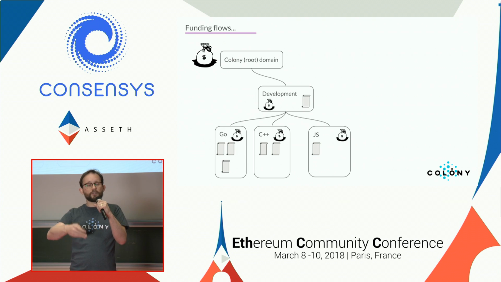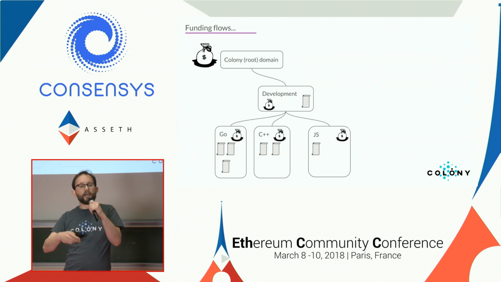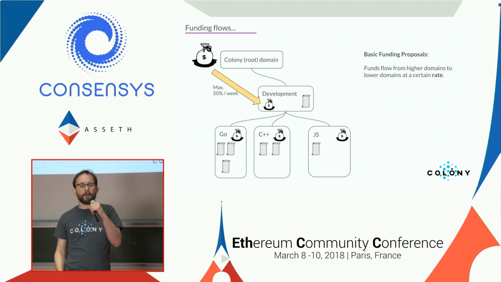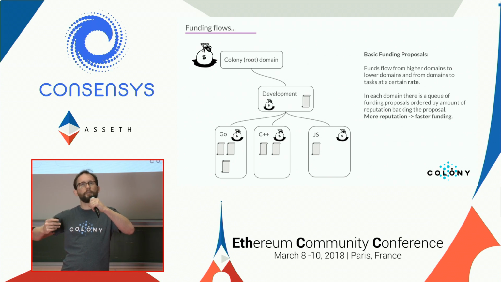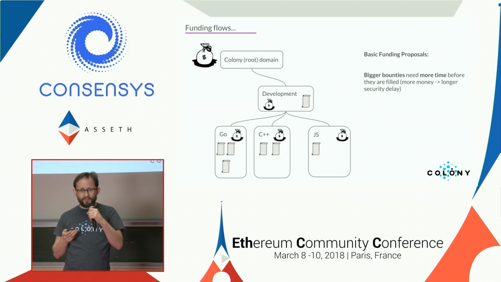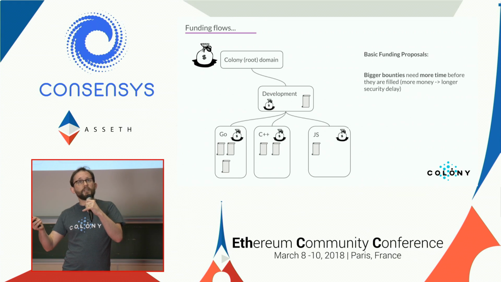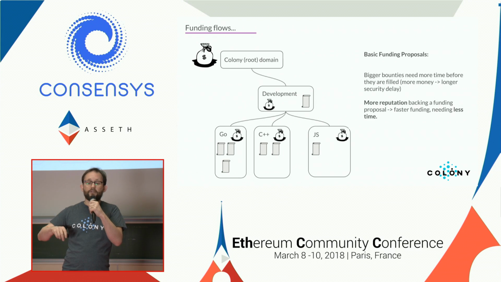So again, we have a bunch of domains in a colony, and the general idea is we have a system of funding proposals where funding flows down this hierarchy. So at a certain rate, tokens get reallocated from a higher domain to a lower domain. And this rate depends, for each of these spending proposals, on how much reputation is backing it. So the more reputation is backing a proposal, the faster the tokens flow downhill. And of course, for funding tasks, if you have a bigger bounty on the task, it'll require more time to fill. But if there's more reputation backing the proposal, it'll go faster. So those two processes balance out the need for security and efficiency.